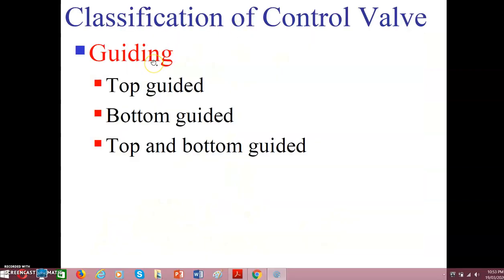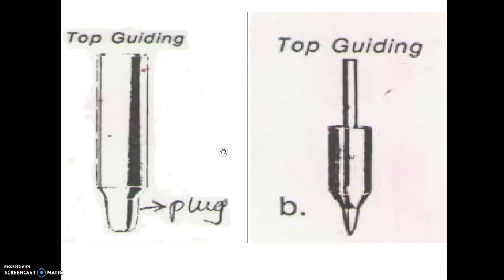Now guiding is nothing but aligning the movement of the plug with the seat. Plug should properly move in and out of the seat for perfect closure of the valve. So if there's a gap between the plug and the seat, then there will be leakage. So to align the movement, we have guiding. There are three types of guiding: top guiding, bottom guiding, top and bottom guiding.